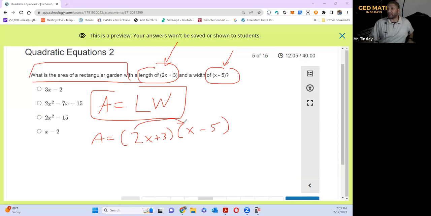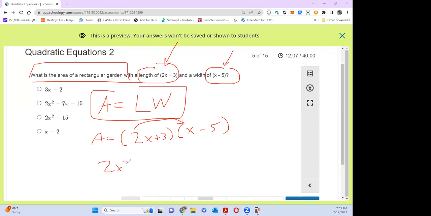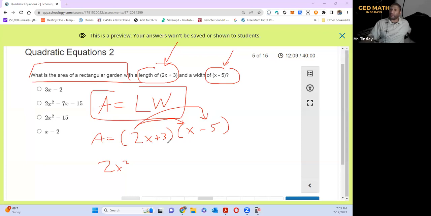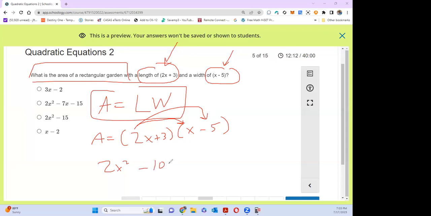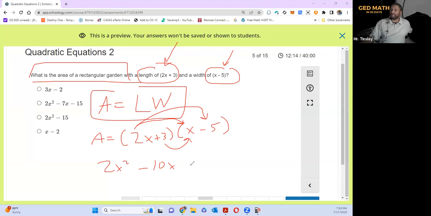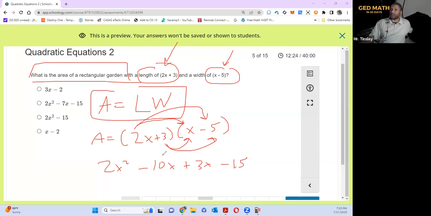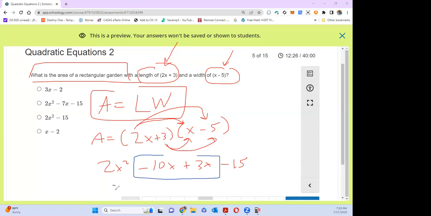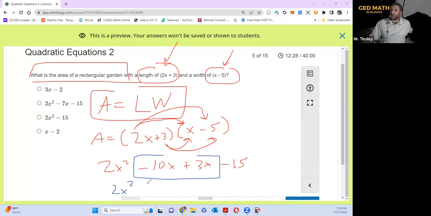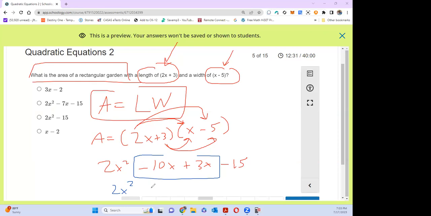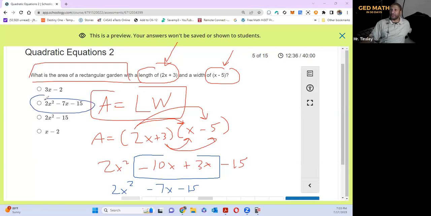What's 2x times x? It's 2x squared. What's 2x times minus 5? It's negative 10x. What's 3 times x? 3x. And then what's 3 times minus 5? Negative 15. Do we have any like terms? Yes, you do. You have like terms, negative 10x and 3x. So we're going to bring down our 2x squared. What's minus 10x plus 3x? It's going to be negative 7x. And bring down the minus 15. Got our answer. We're done. That's the answer. Stop playing.